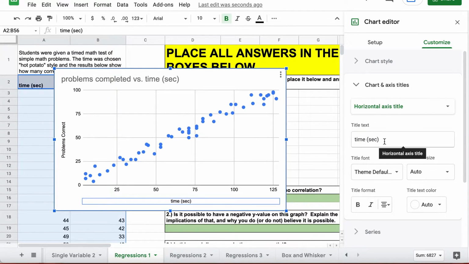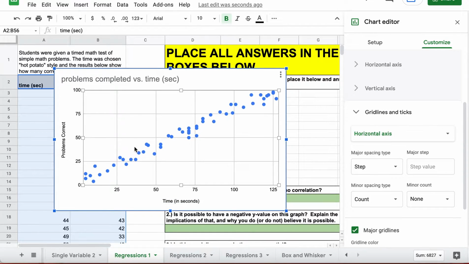And maybe I wanted this one to say, so I'm going to double click on time. I want it to say time in seconds instead. So you can double click on basically anything you don't like about the graph and make a change to it.